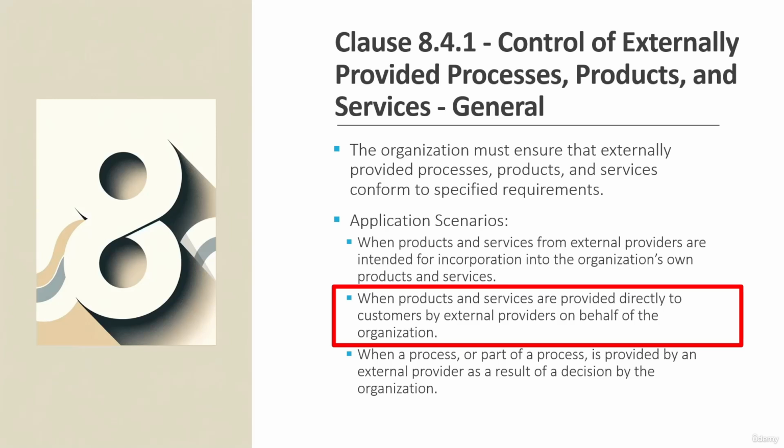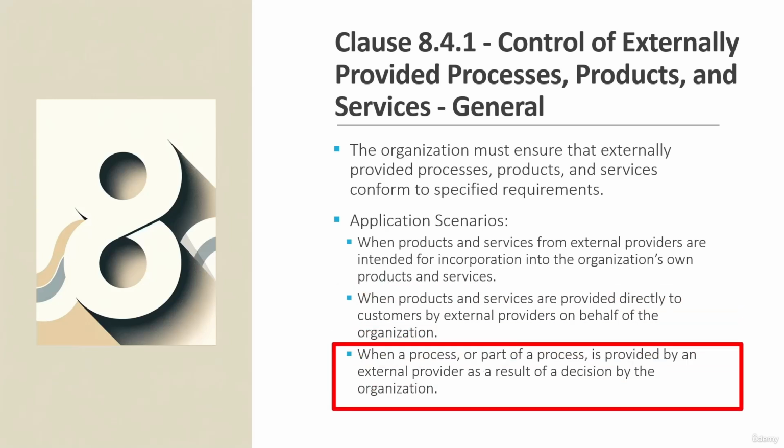Another case could be when the product or service by your supplier is directly provided to the customer on your behalf. So this you can consider as drop shipping, where you receive an order and then you give it to your subcontractor and ask the subcontractor to directly supply an item or a product or service to your customer. So these were two scenarios related to product, whether that product becomes a part of your product or that product is supplied directly to the customer. Third scenario could be related to a process or a part of process which is performed by your suppliers. So this clause applies to all of these three types of scenarios.